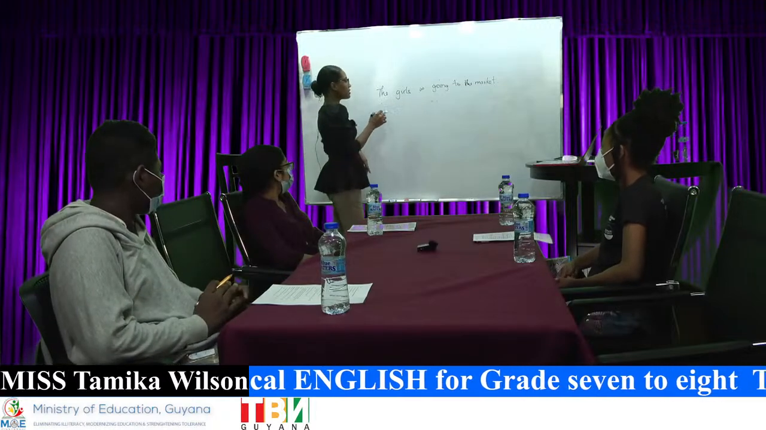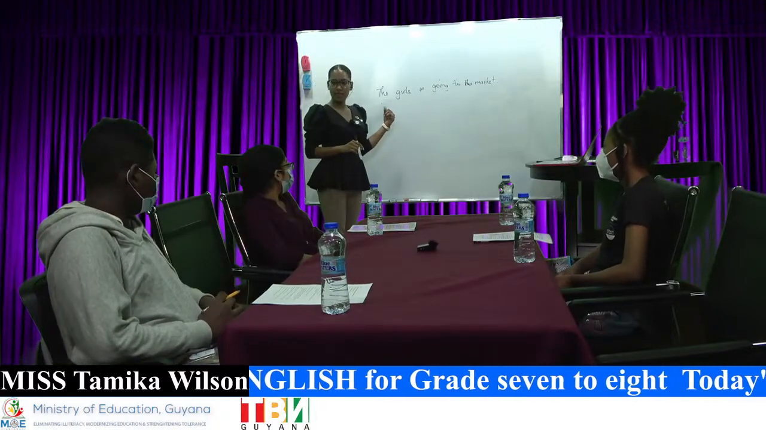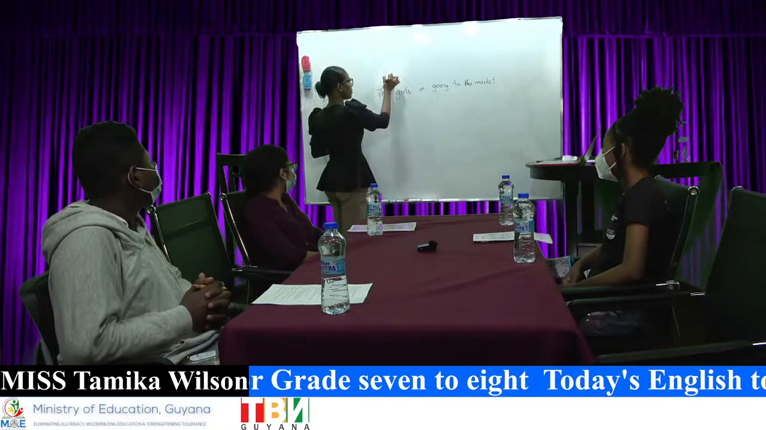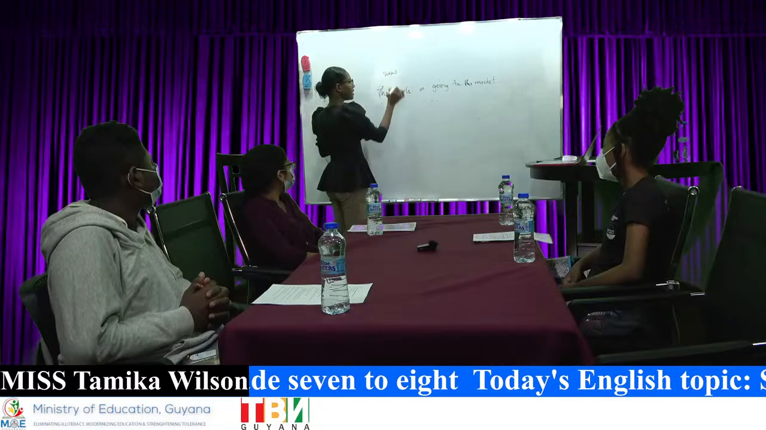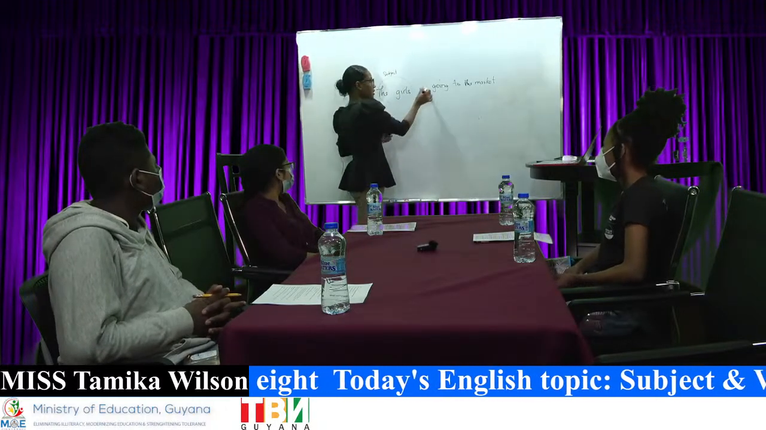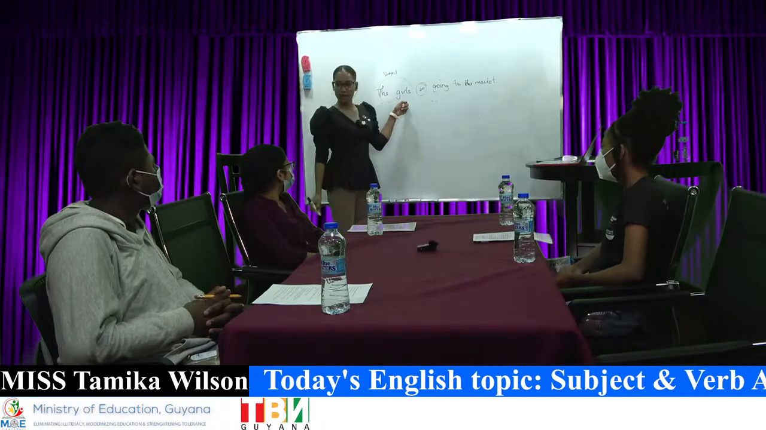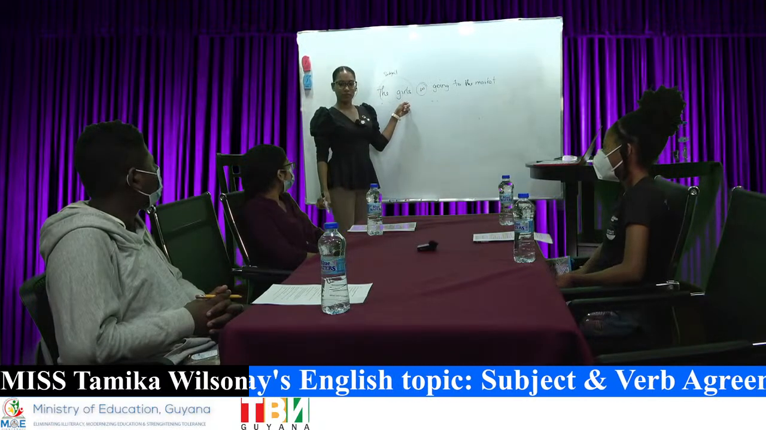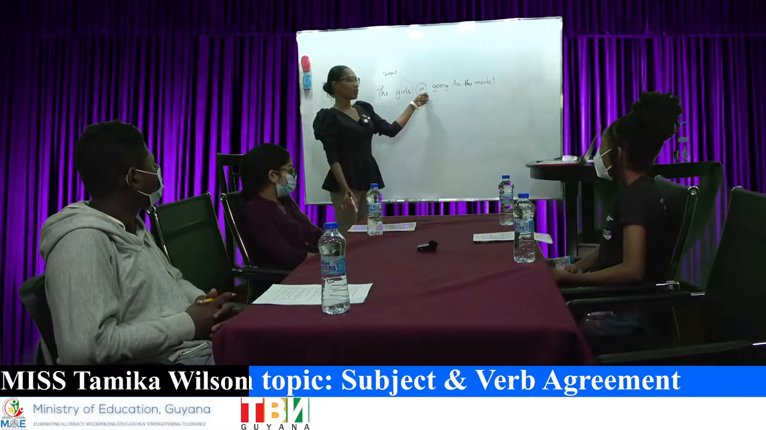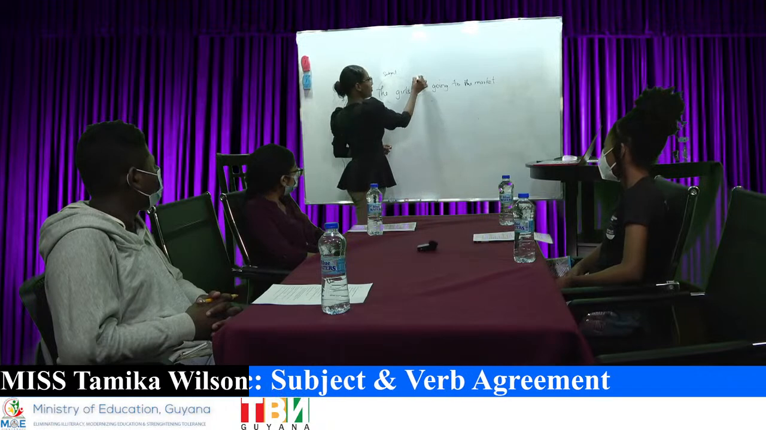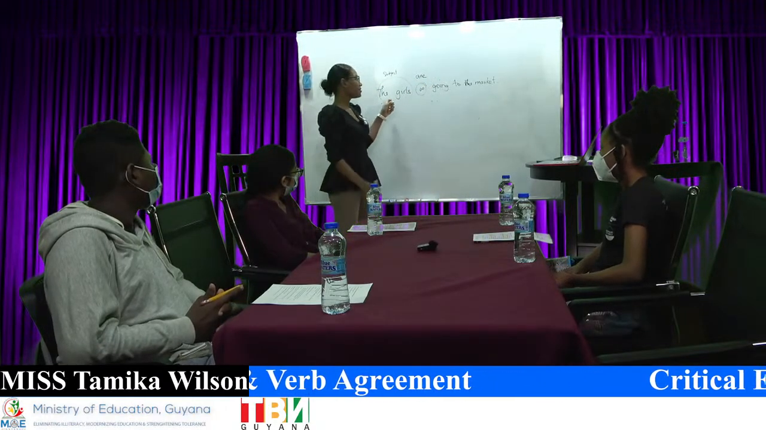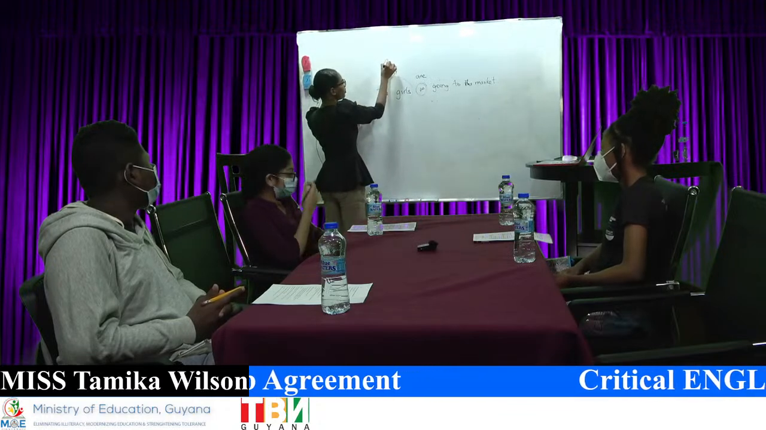So is anything wrong here? Let's look at what the subject is. Could we identify the subject? The girls. All right, so this is our subject, and this is our verb. But is it agreeing with the subject? No. Why not? What should we have here? Are. We should have are. Why? Because this here is plural.